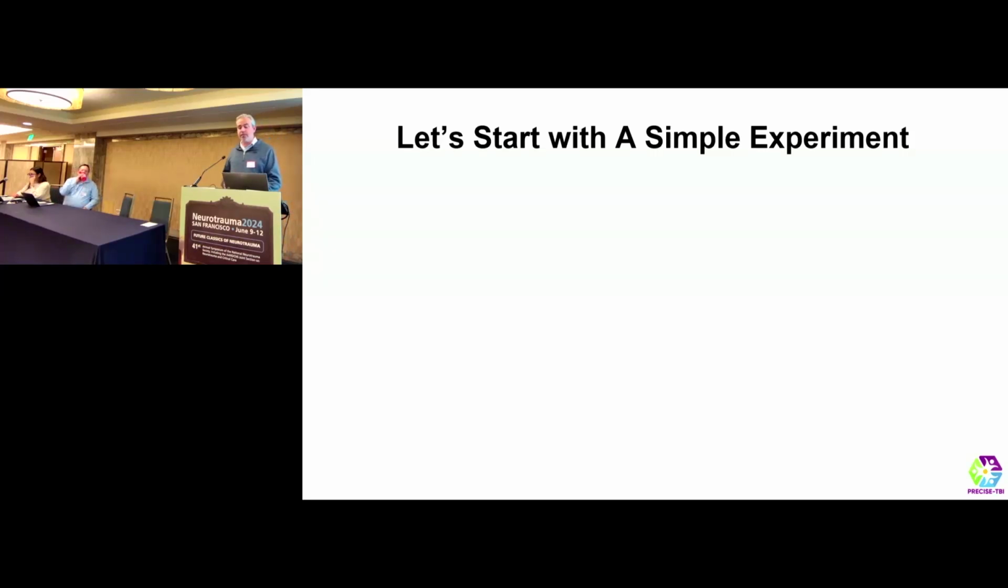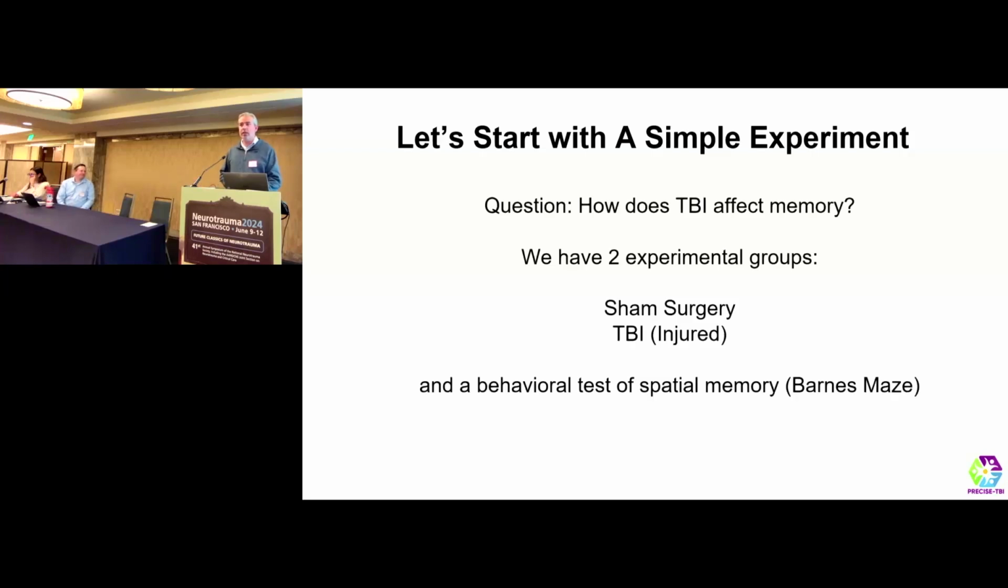So just to get a framework going here, I want to start with a very simple experiment. We're going to work through some exercises based around something very simple. If you're working in a TBI lab, let's say you have a question, you want to know how TBI may affect memory, and you have a very simple experiment where you give a sham surgery or a TBI surgery to an animal, and then you look at something like a behavioral test of spatial memory. Let's say a Barnes maze, for instance, right? So we're getting ready to set out and design our experiment here.